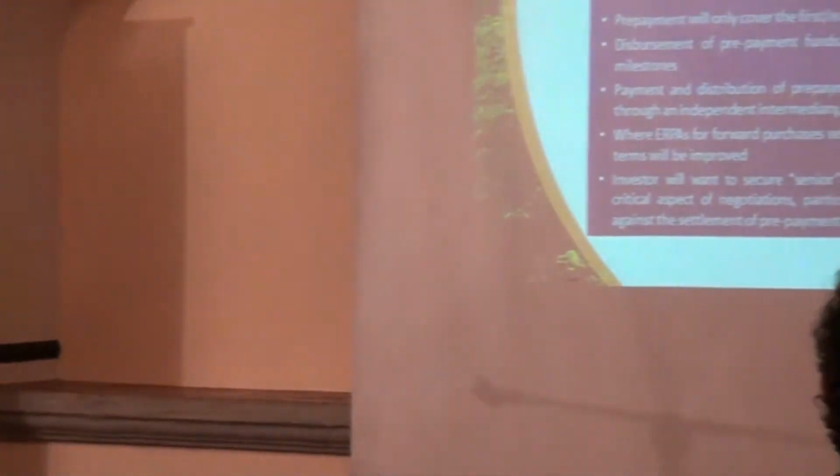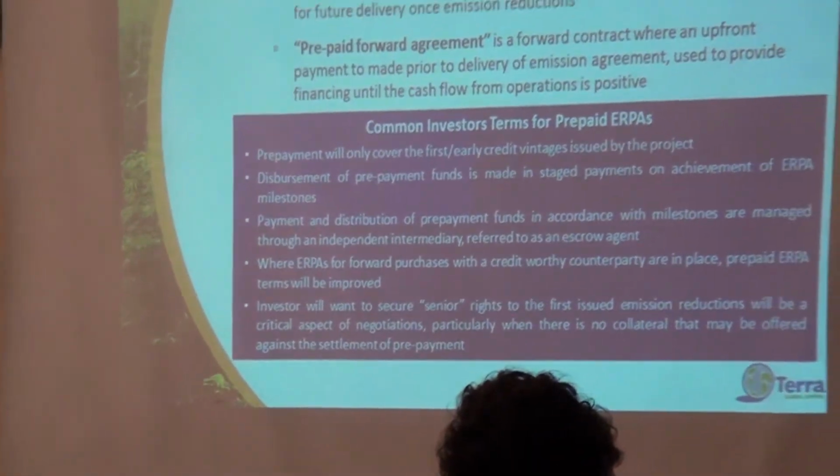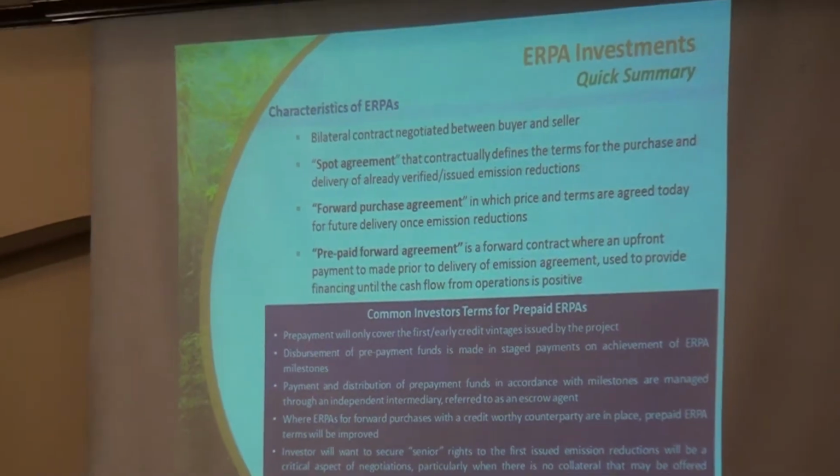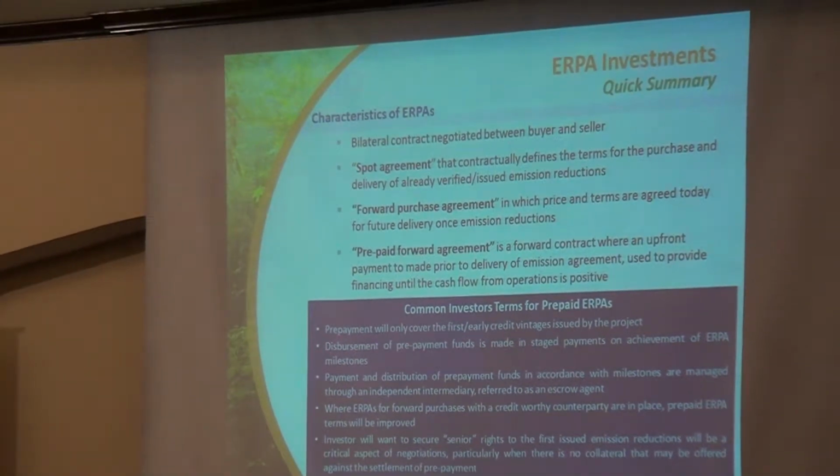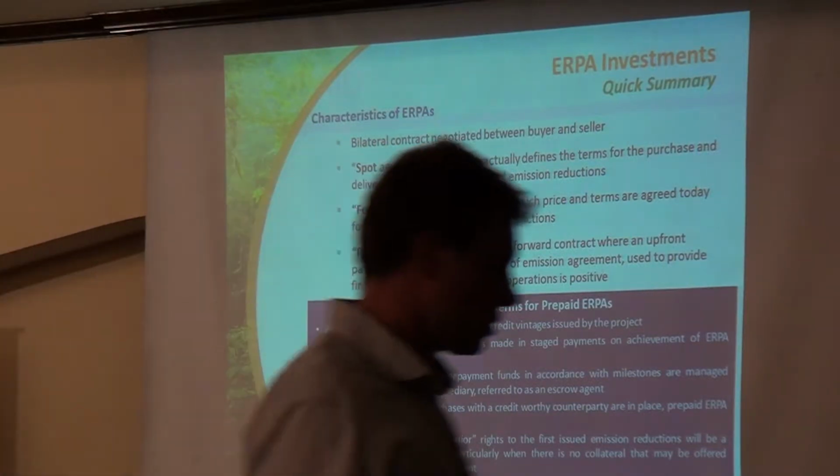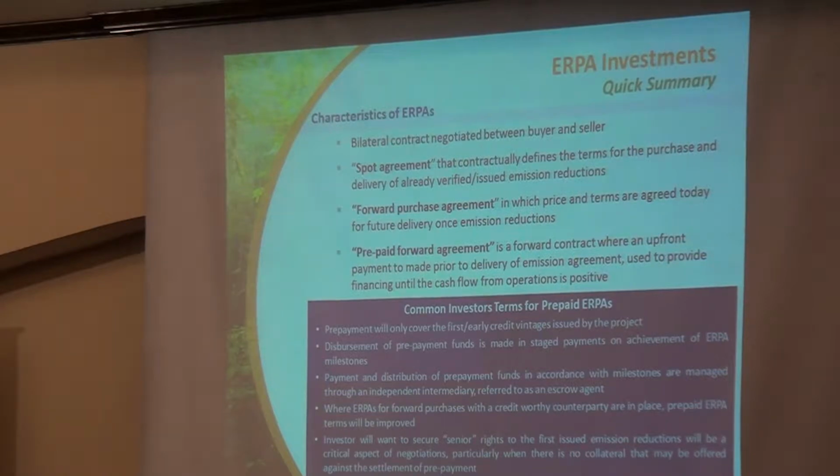Spot is you pay for something now that is ready to be delivered right away. And that's it, you're done. A forward is you make an agreement that I'm going to sell to Jacinto my carbon credits for the next 10 years, and he's going to pay me $10 a ton because he's a good buyer. And he only pays me when I deliver. So I get no money from him in the beginning, but he's going to pay me $10 a ton every time I deliver.